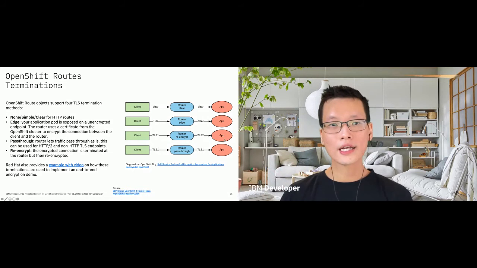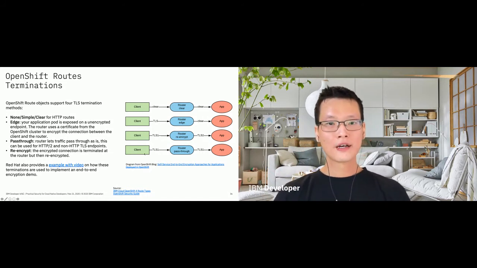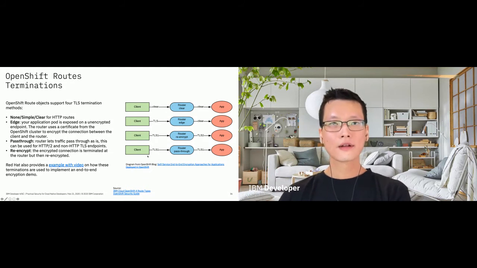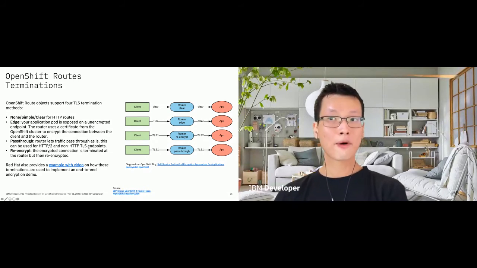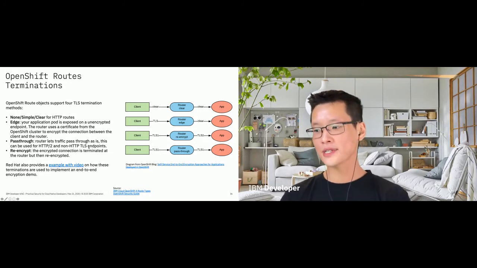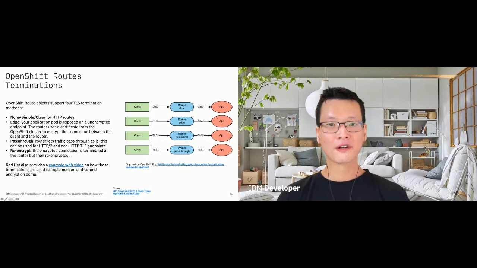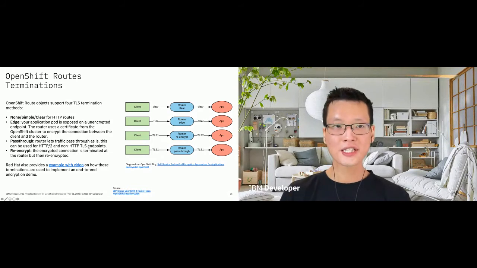And the last one is called the pass-through termination, all the way through from client to application. It's using the same encrypted connection. And what this means is that you can use things like HTTP2 and non-HTTP TLS endpoints. For example, if you want to expose a database or a message queue connection, you can just use this one and just go through. Red Hat provides a video on the link here that you can have a look at after this session, showing how you can use these different terminations to implement an end-to-end encryption demo.